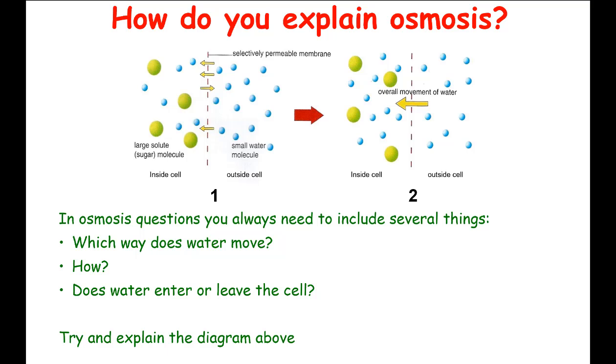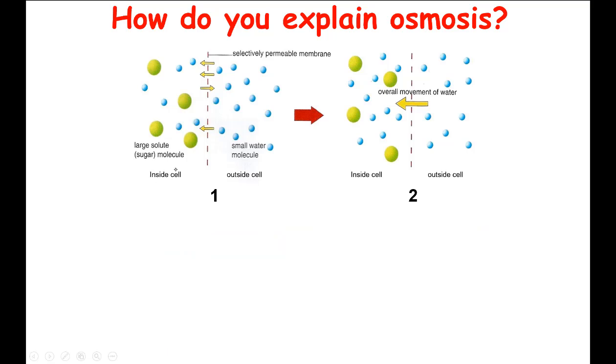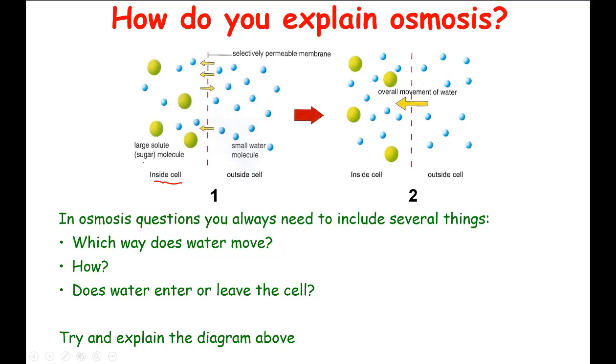Now let's look at how you actually explain this in some questions. So take this diagram above. Now in this diagram you've got an area inside the cell here. You've got an area outside the cell, and here you've got a high water concentration and a low water concentration, and then you've got the selectively permeable membrane. So this is diagram 1. It's left for a little bit of time, and then let's say for example 1 hour. Then this is diagram 2. So this shows what has happened.